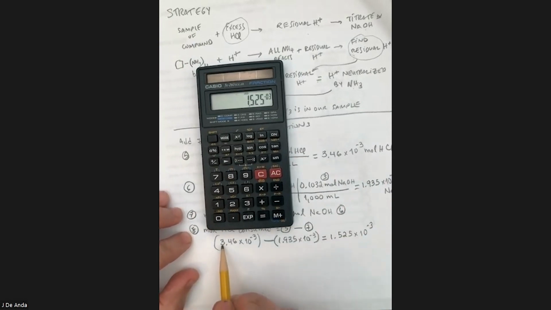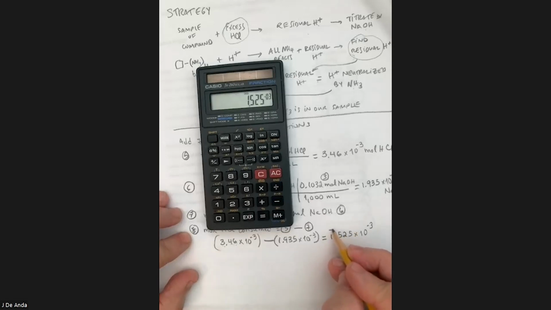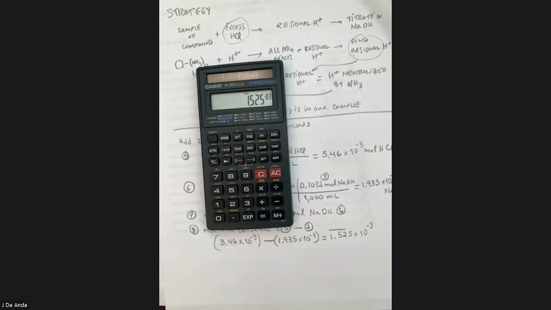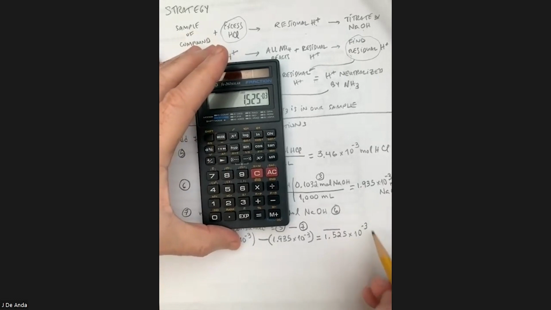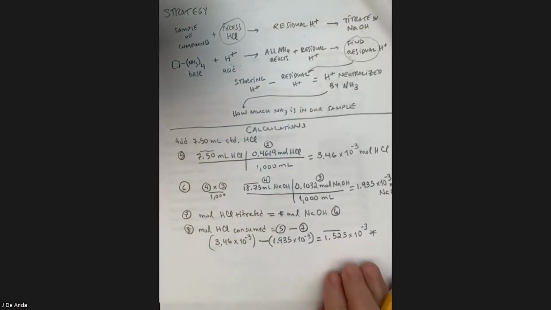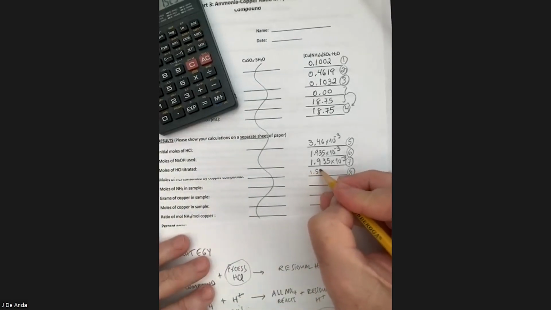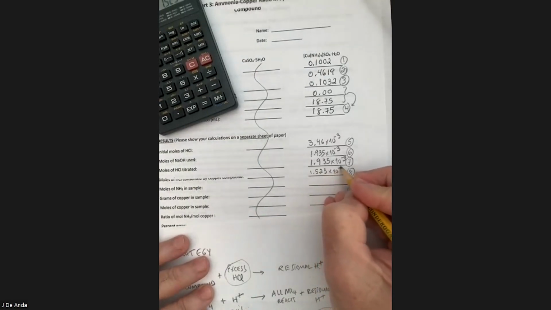Now, technically, we only went as far as 2 decimal spaces, 2 digits beyond the 3. So technically, this should only have 3 sig figs in the end there. But you know what I'm going to do? I'm going to cheat a little bit. I'm going to leave it at that because it's simpler to do it that way. So I'm going to put in here 1.525 times 10 to the minus 3.